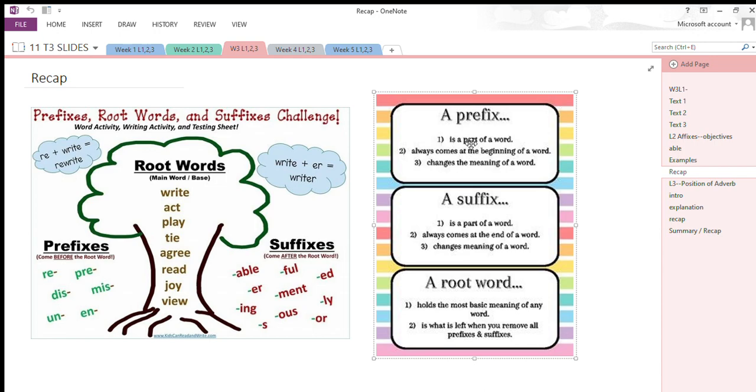Here is a quick recap. A prefix is a part of a word. It comes at the beginning of a word, and it changes the meaning of a word. A suffix is a part of the word, always comes at the end of a word, and it changes the meaning of a word. And a root word is the most basic meaning of any word, and it is what is left when you remove all prefixes and suffixes. Remember, a root word can make sense on its own, but a suffix and a prefix cannot make sense unless you add them with the main word or the base word or the root word. So this was all about the affixes, prefixes and suffixes.